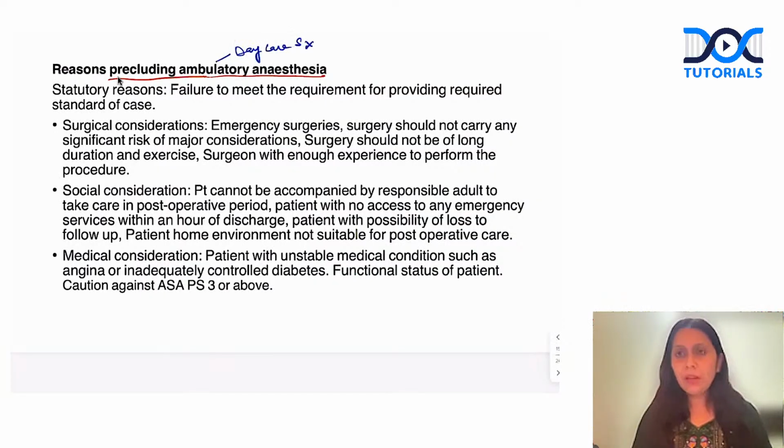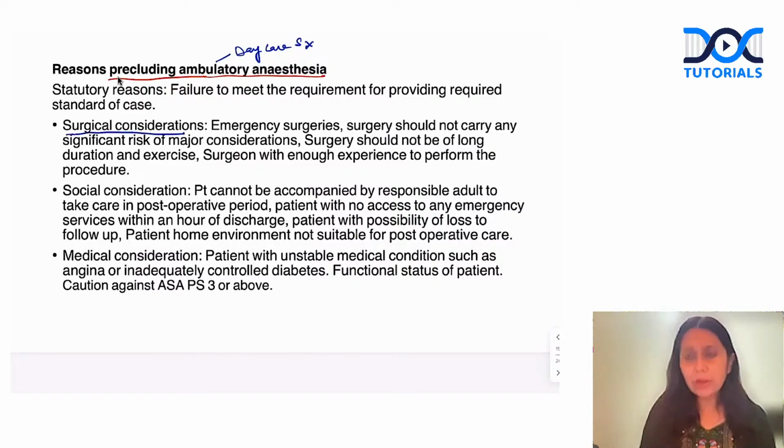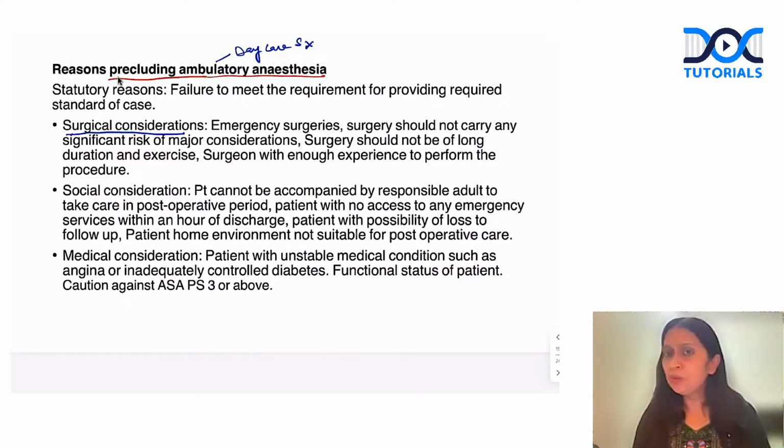So these are the reasons if a patient fails to meet these requirements, we don't take the patient for daycare surgery. What are the surgical considerations? If it's an emergency surgery, the patient is not an optimized patient, so that patient cannot be operated on a daycare basis. The patient has to be admitted to hospital.